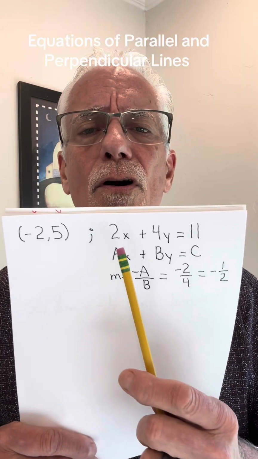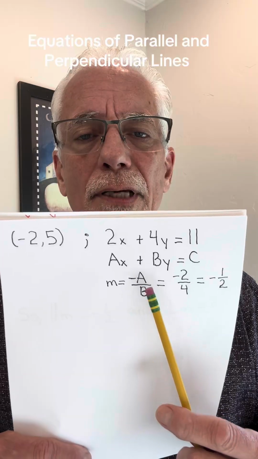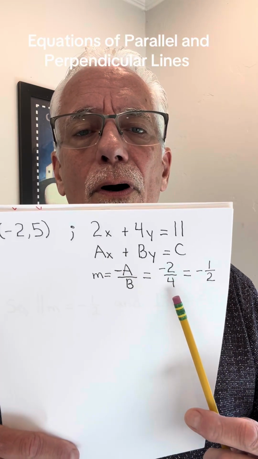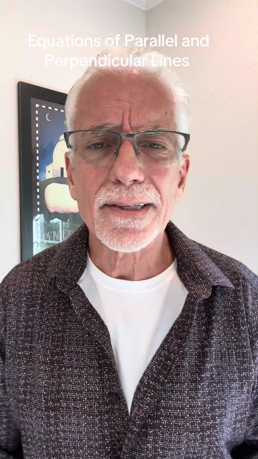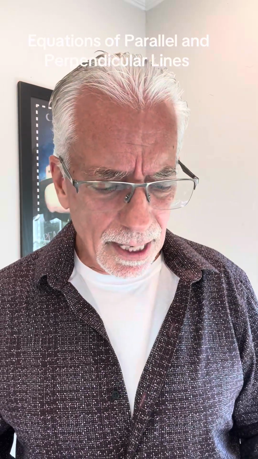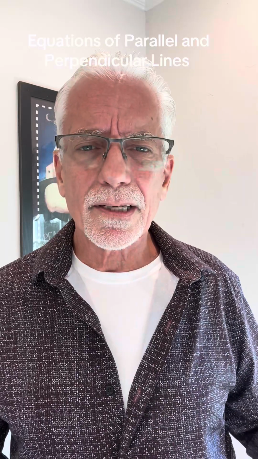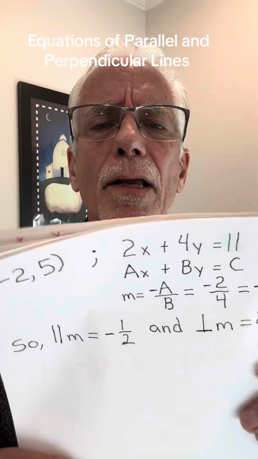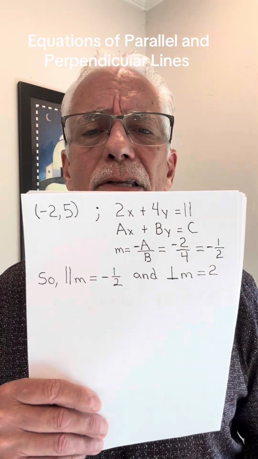Okay, so the slope is opposite a over b. That's what this says. The slope is opposite a over b. So it's -2 over 4, and that reduces to -1/2. So parallel slope is the same, -1/2, and the perpendicular slope is to flip it. -1/2, flip it, becomes 2 over 1. And since that's negative, we want the perpendicular to be positive. Okay, so there's my parallel slope. It's the same as this one, and the perpendicular is to flip it and change the sign right there.